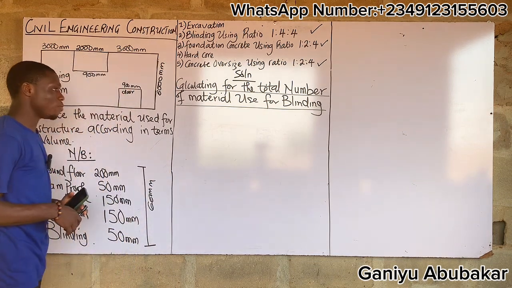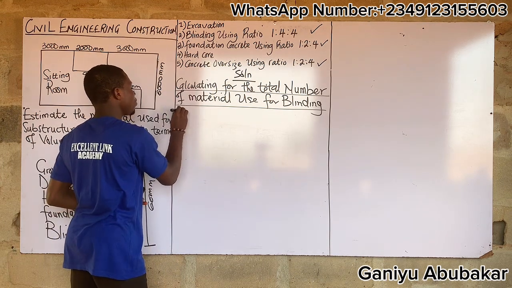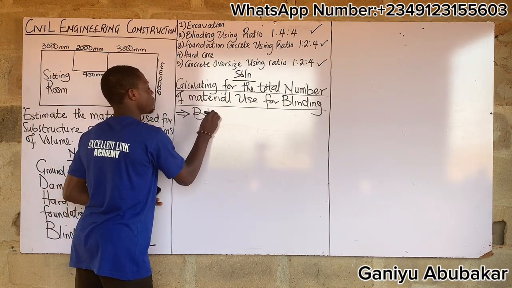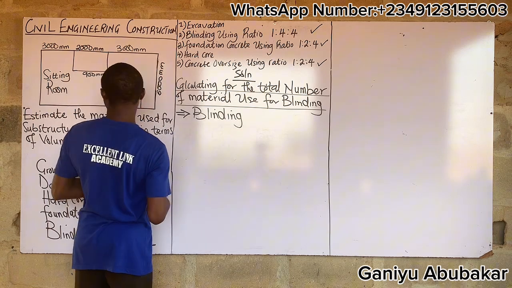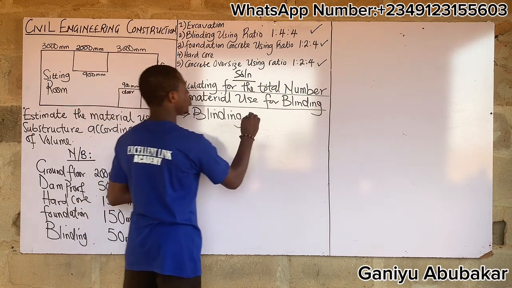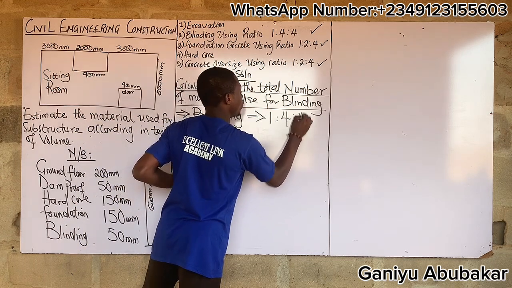All right, so let's do the calculation, please. For my blinding there, I have the ratio given as 1:4:4.